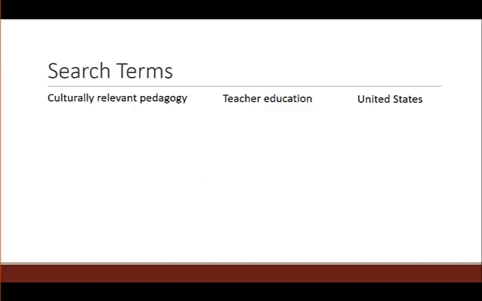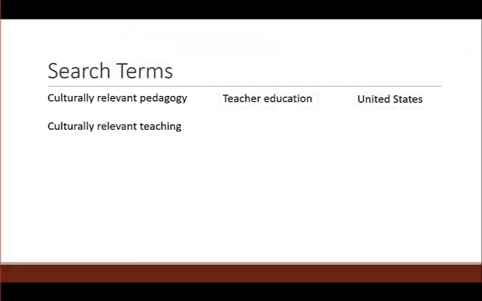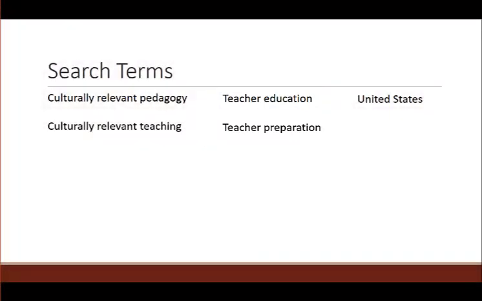Now that we've identified our main concepts, we can begin to brainstorm synonyms or related terms other authors might use to describe this topic. So for culturally relevant pedagogy, I thought I might also search for culturally relevant teaching, because I've seen that phrase used. And for teacher education, I also thought of teacher preparation. I'm not going to add a location term to my searches right away, but if it turns out I'm getting too many results or they're from locations all over, I might consider using an even more specific term like California.